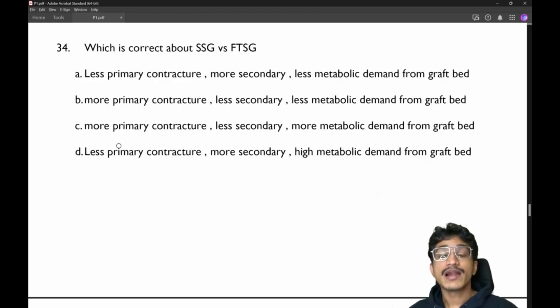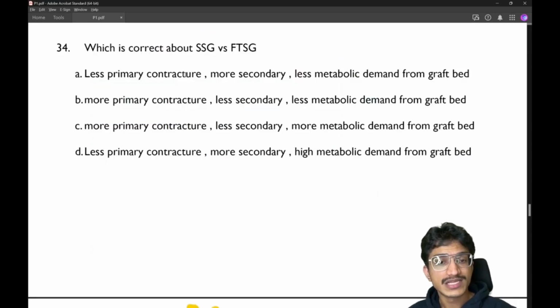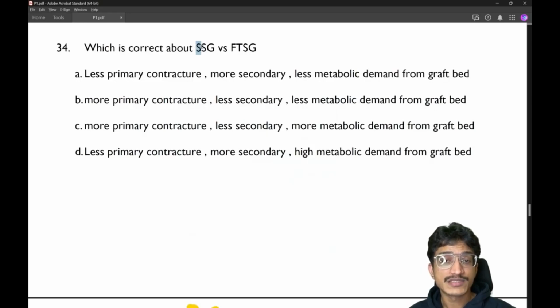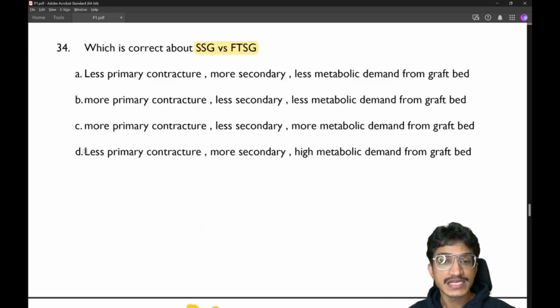Now, which is correct regarding split thickness and full thickness? Again, this has been taken from a table given in Schwartz, so they have concentrated a lot on Schwartz this time. This is a table which is given only in Schwartz. So they have asked regarding split thickness compared to full thickness. The split thickness has a lower primary contraction, so less primary contracture.